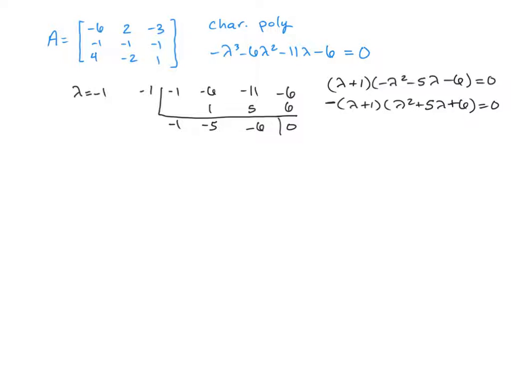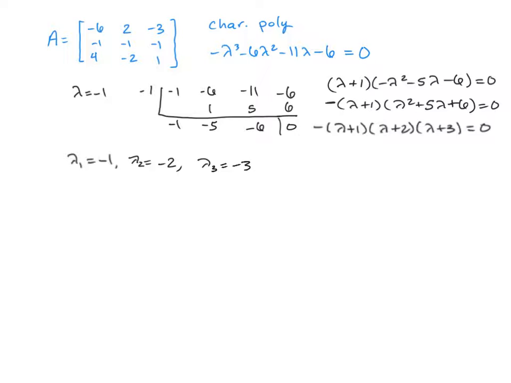And then we can see that that last part of this does factor as well. So we get negative lambda plus 1 times lambda plus 2 and lambda plus 3 is equal to 0. So we get 3 distinct values of lambda. We've got -1, we've got -2, and we've got -3. Just kind of a coincidence. They don't have to be the same consecutive numbers like this.